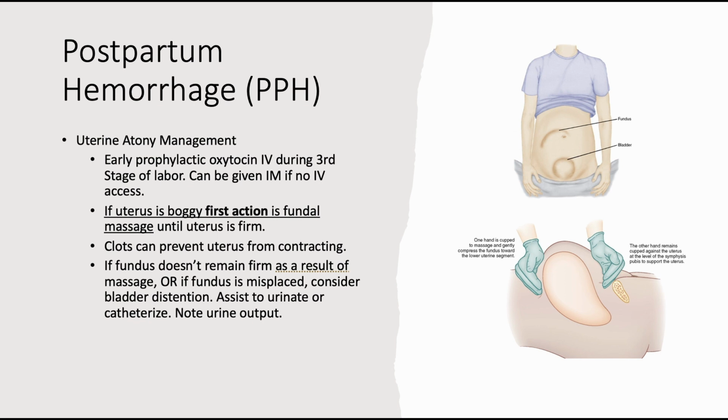So now we check the fundus and it's boggy, it's spongy. The first thing we're doing, like I said, hand on the uterus, you're massaging. That is always the answer if there's a spongy or boggy uterus. We can call for help while we're massaging, but if our hands are already on that patient and we feel that it's spongy, we're massaging. So always massaging if it's boggy. If it's not boggy, there's no reason to do it. Clots can prevent the uterus from contracting, so sometimes it just needs to work some clots out, and then that'll allow it to clamp down.